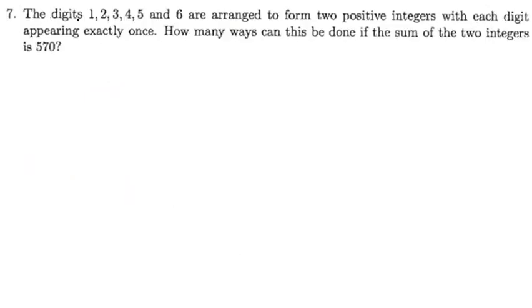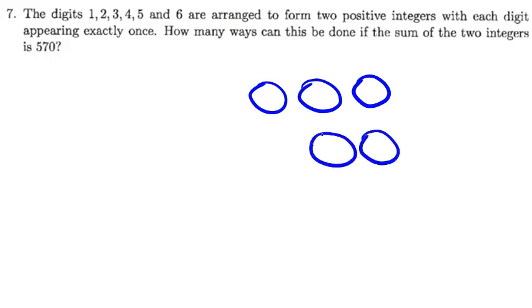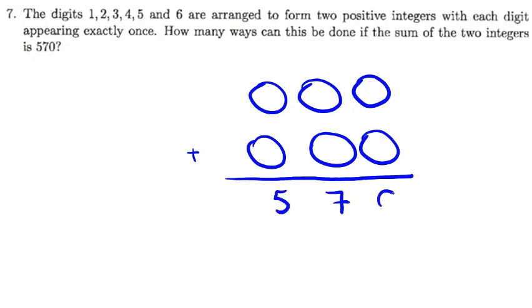Problem number 7. The digits 1, 2, 3, 4, 5, and 6 are arranged to form two positive integers with each digit appearing exactly once. How many ways can this be done if the sum of the two integers is 570? Okay, so if we consider these two numbers, the sum of them should be 570. Because it says each digit appears exactly once, we have 1, 2, 3, 4, 5, 6.